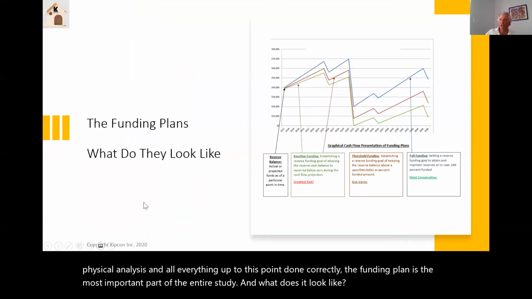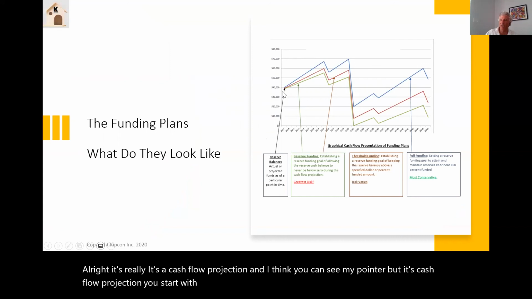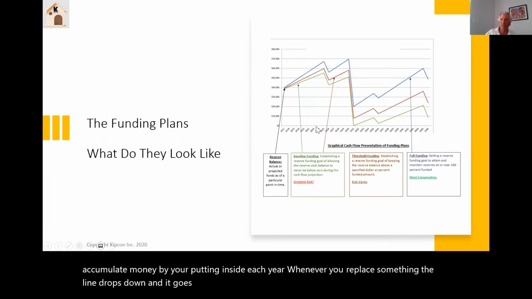It's a cash flow projection. And I think you can see my pointer, but it's a cash flow projection. You start with a certain amount of money in your fund right here. You accumulate money by putting it aside each year. Whenever you replace something, the line drops down, and it goes out 30 years. These are the funding plans.